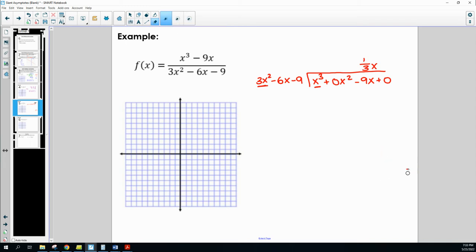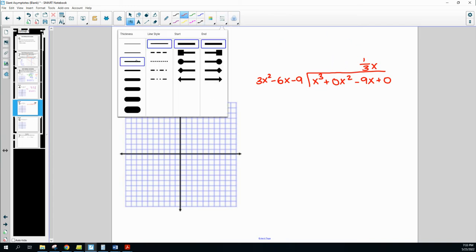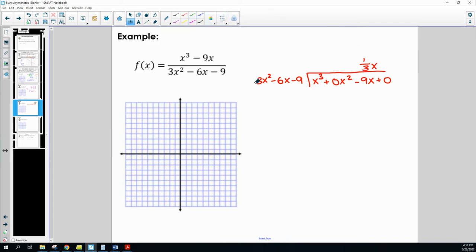And then we're going to take the term that we have on the top and distribute it to everything on the side. It's getting distributed to the 3x squared. So 1/3 x times 3x squared is going to give us x cubed. 1/3 x times negative 6x is going to give us negative 2x squared. 1/3 x times negative 9 is going to give us negative 3x.